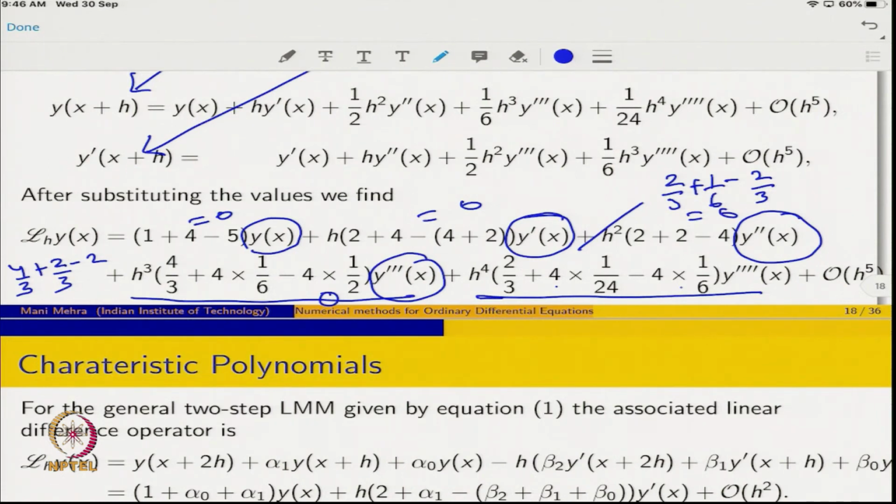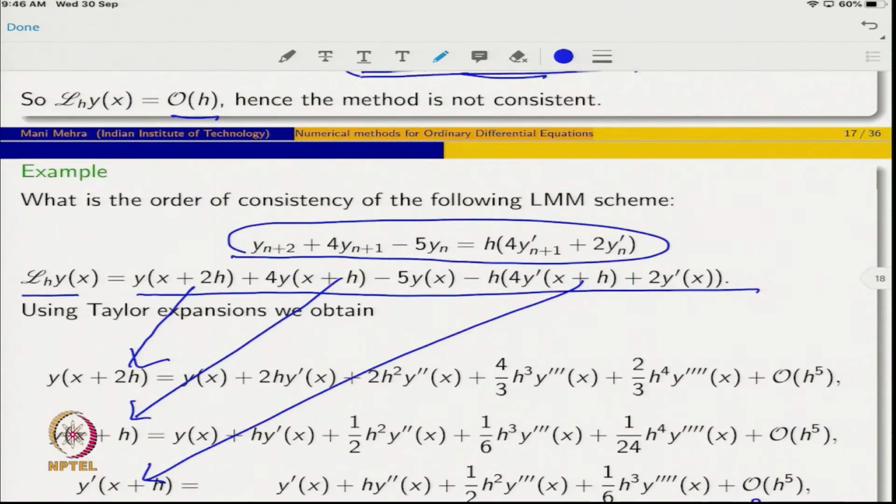If L_h y(x) is order of h4, the order of consistency will be 3, that is what we have already seen. So, this way you can also determine the order of any difference scheme which is given to you. If it is a consistent difference scheme, you can determine the order. In fact, you can also prove whether it is consistent at all or not. That is what we have seen in the previous example.